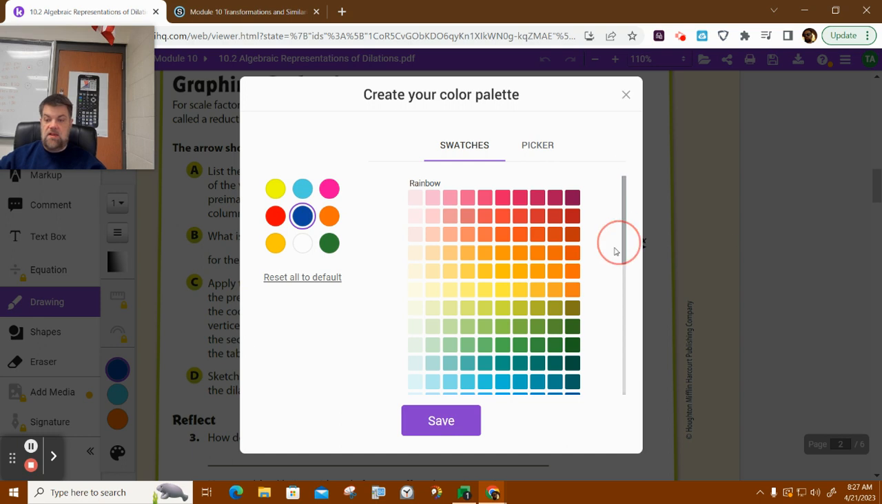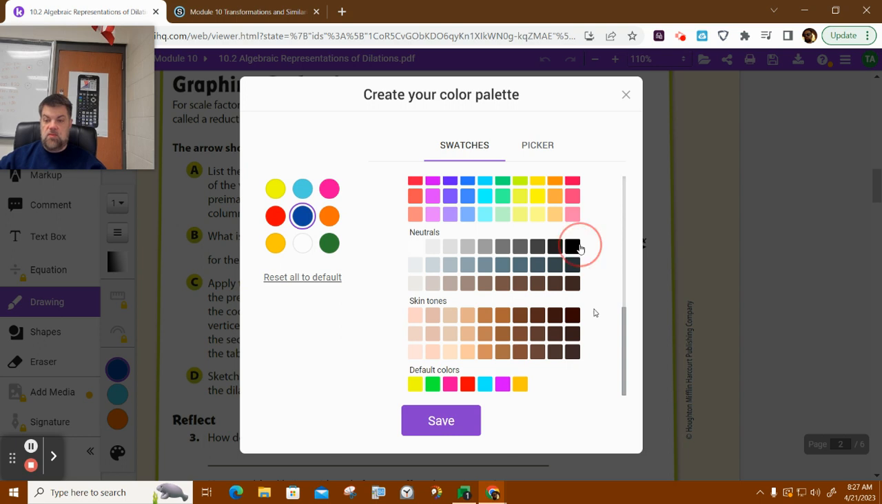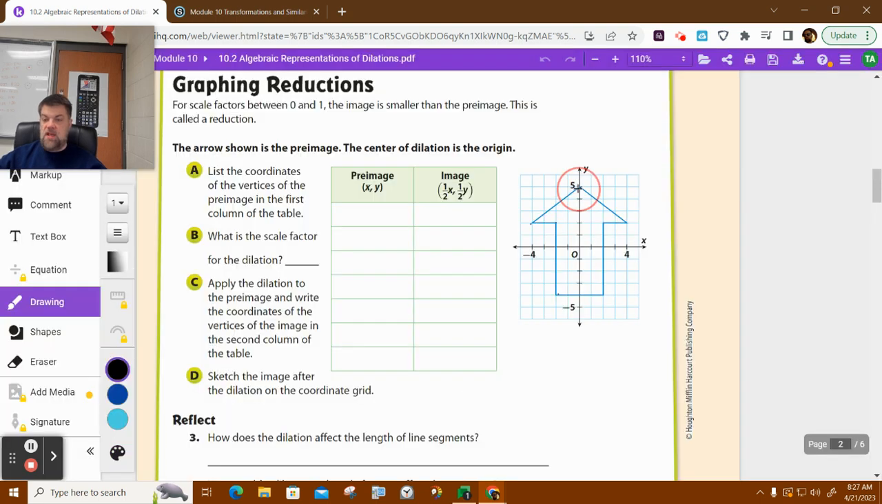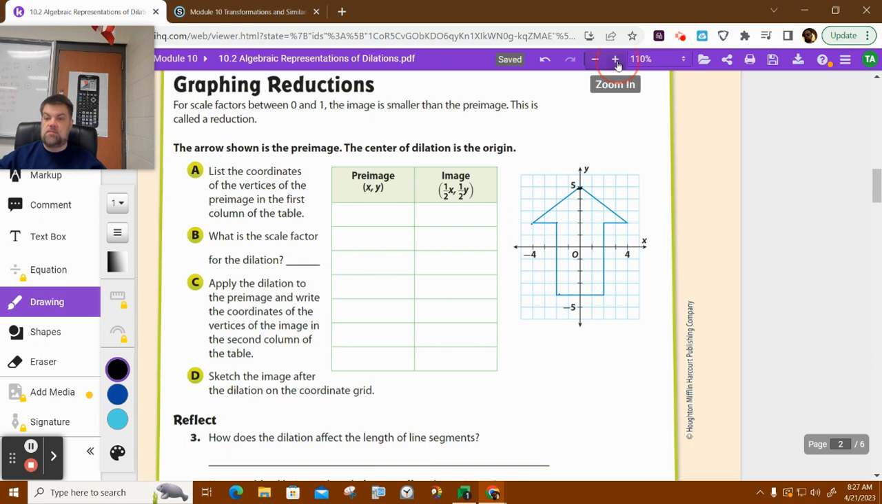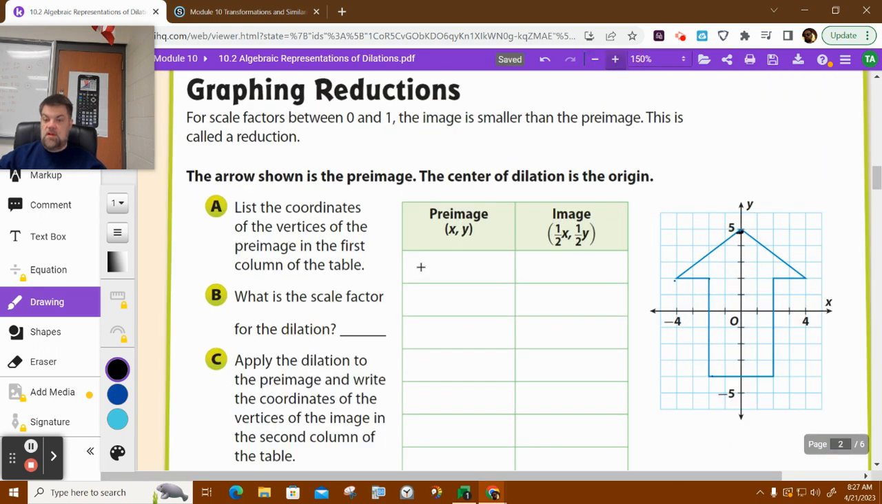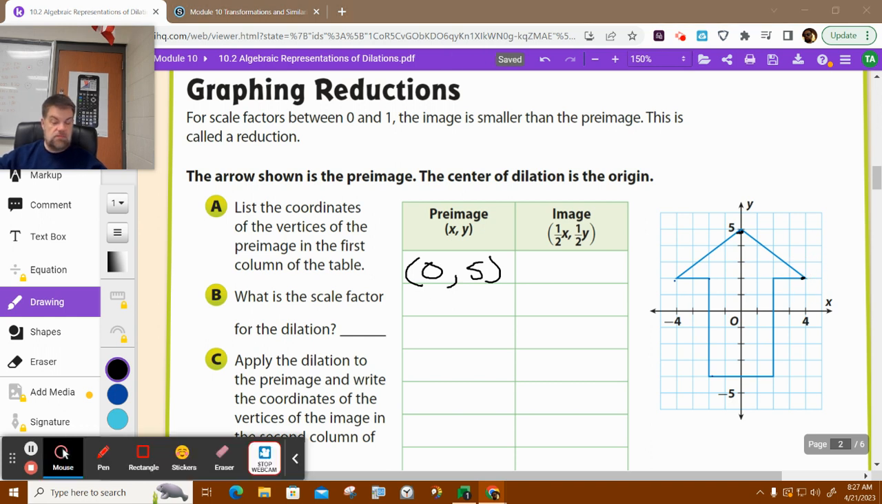I need one dark color here. All right. So this point here, what's this point here? 0, 5. And then what's this point here? Actually, you know what I'm going to do is, because you guys will have the answers in the book, I want to make sure I'm going in the exact same order as the book.